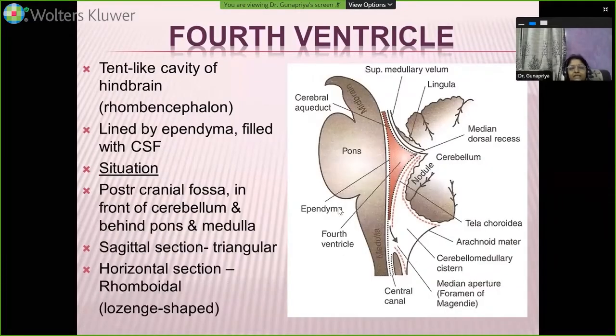So what you see here, this cavity in red color, is the fourth ventricle. That's our midbrain, pons, and medulla. The entire brainstem can be visualized here, and that's the cerebellum behind. So in front, you have the pons and medulla. Behind, you have the cerebellum. In between, you have this cavity known as fourth ventricle.